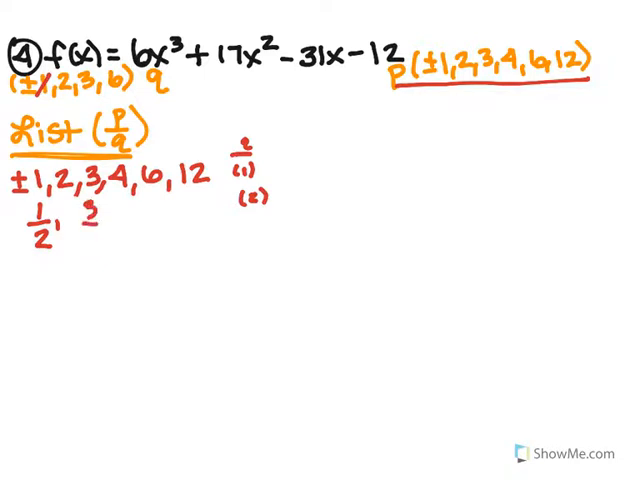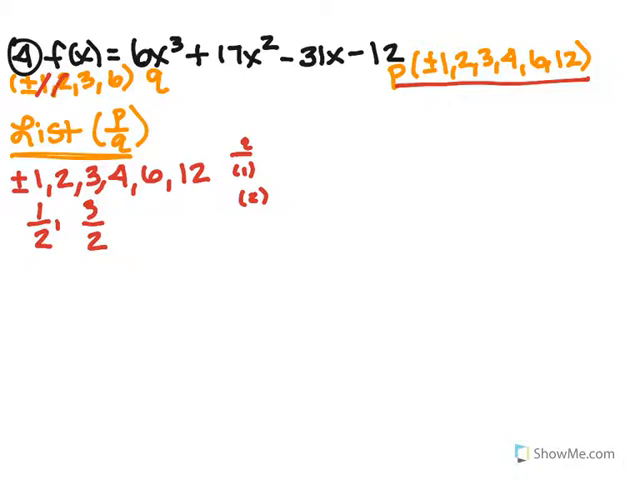I can do 3 over 2, but I don't need to write 4 over 2 because 4 over 2 reduces to 2. 6 over 2 reduces to 3, and 12 over 2 reduces to 6. So with 2 on the bottom, you really only need 1/2 and 3/2.